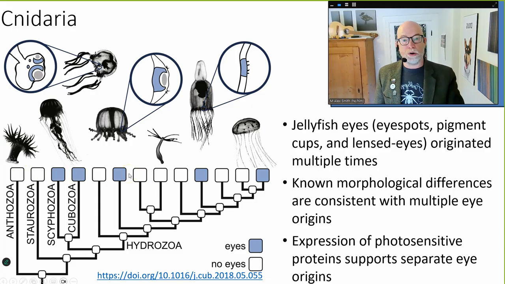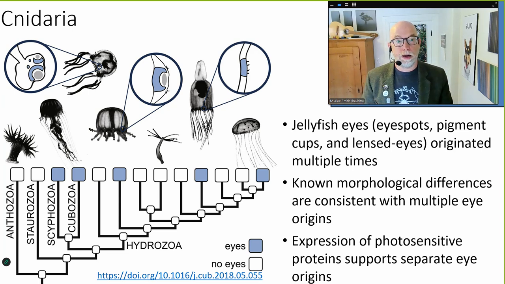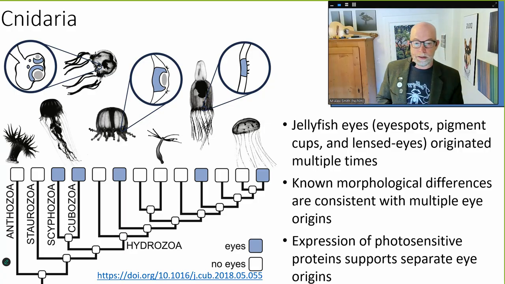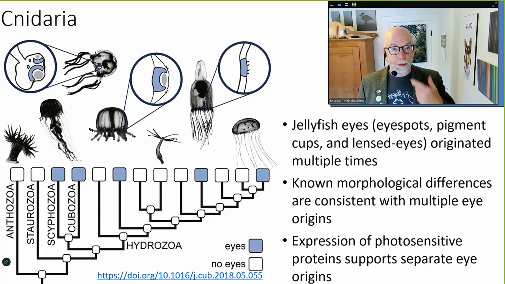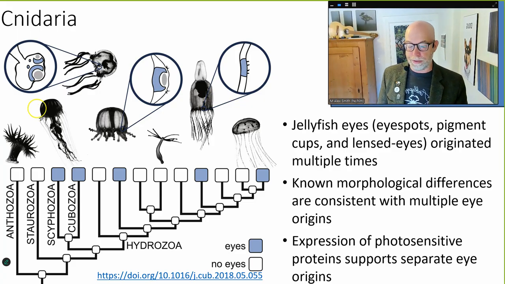And these known morphological differences, where you're looking at eye spots, or pigment cups, or actual lensed eyes like on the corners of the cubozoan, are consistent with an interpretation of convergent evolution with multiple origins. And this is supported from a physiological or biochemical analysis. So this is our phylogenetic analysis. But if we overlay with that an examination of the underpinning chemistry of how these eyes work, the photosensitive proteins are also different and support this independent evolution. So that's our focus for a second on the diversity of strategies within the Cnidaria.